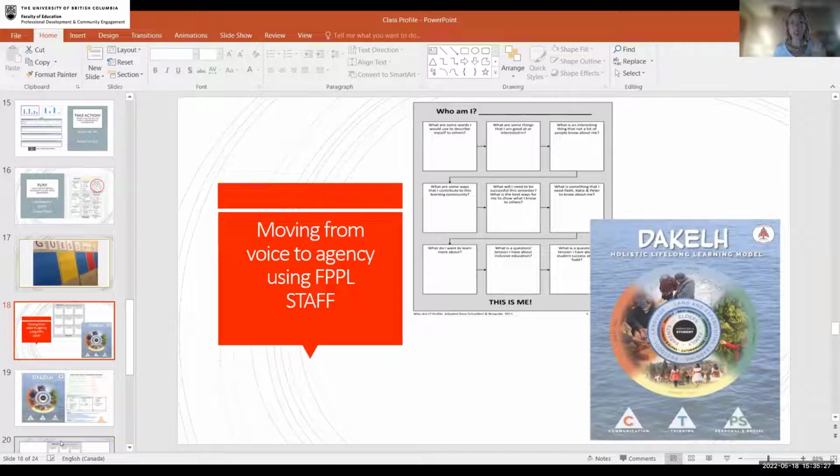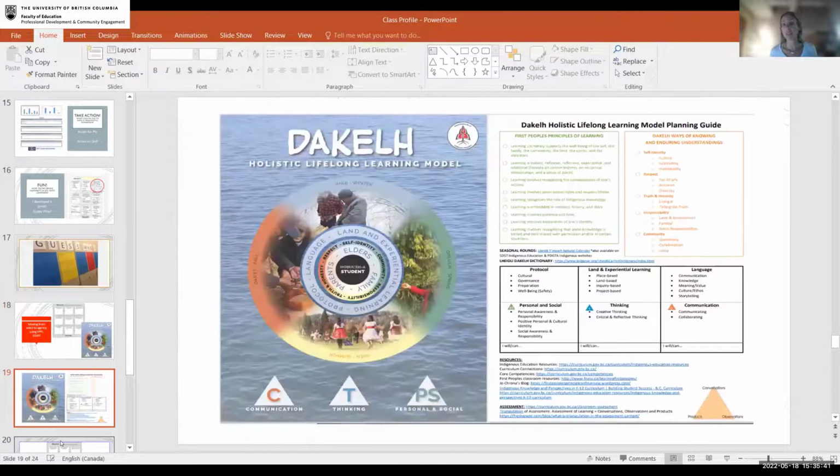So let's use the DACAF Holistic Lifelong Learning Model, which is our local learning model, and use that as the foundation for guiding the class profile, or the staff profile, I suppose. The DACAF Holistic Lifelong Learning Model was created by elders, knowledge keepers, local elders, community members, First Nations, and our department, designed to support teaching, learning, and leading in a more holistic and experiential way. I won't go into great detail because I know I'm running out of time.